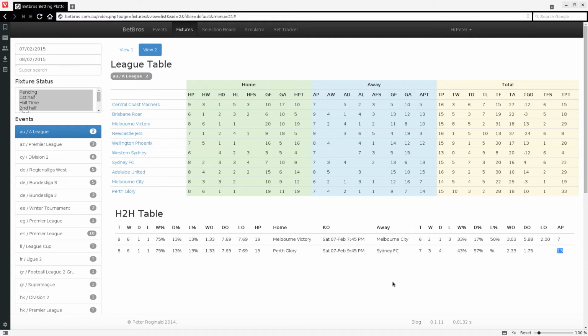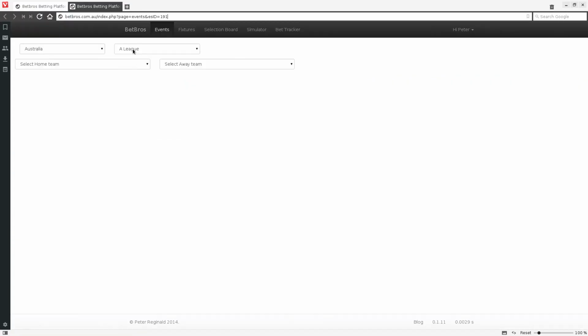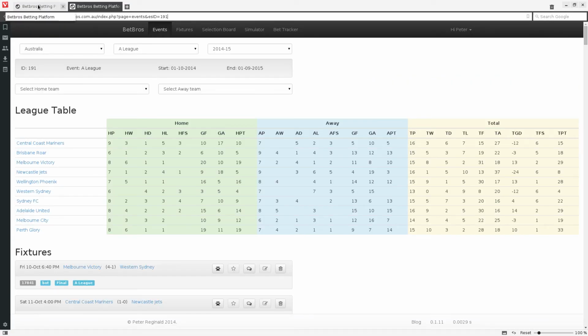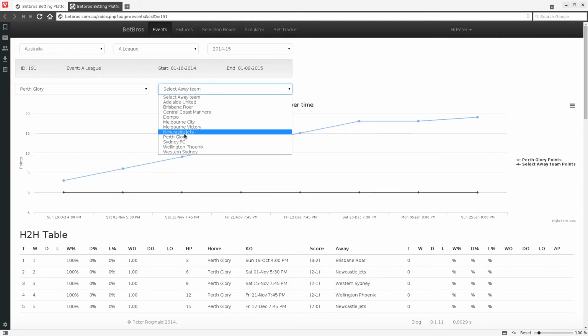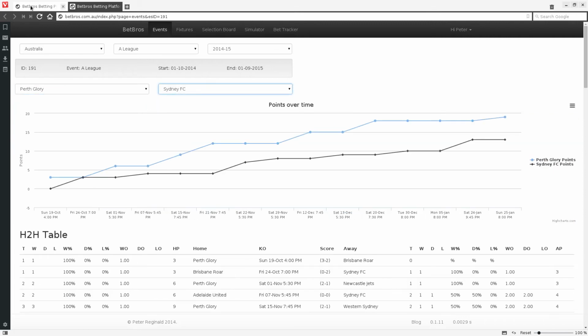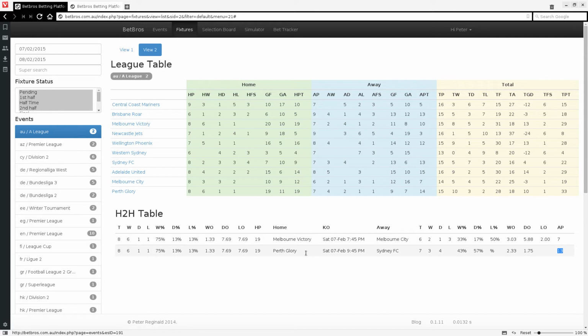Okay, so hang on, let's just click on this little badge here and open that into another tab. Okay, and Perth Glory at home and Sydney FC away. You just make sure that's correct. Perth Glory, Sydney. Okay, cool.